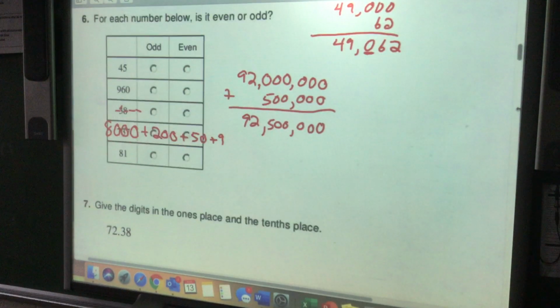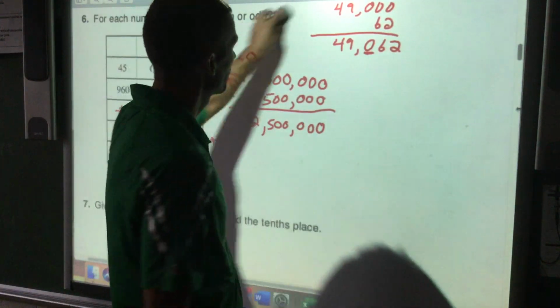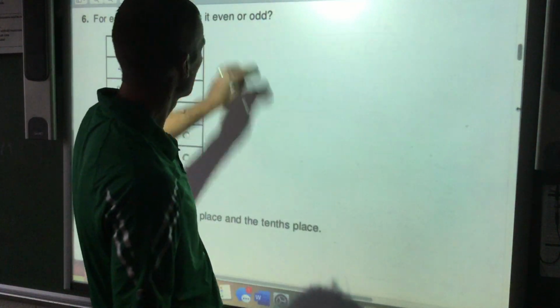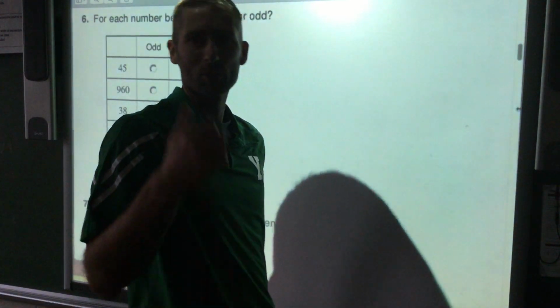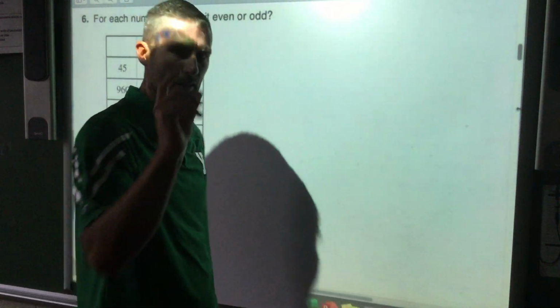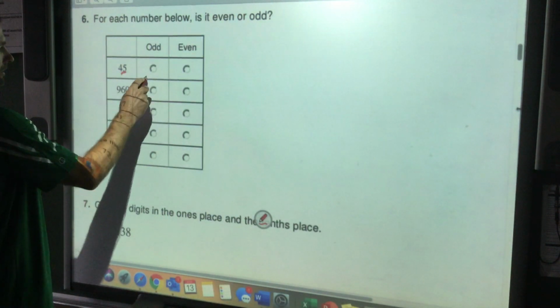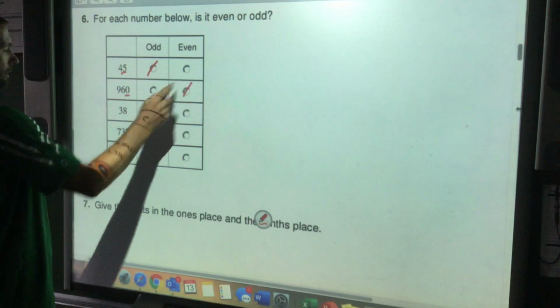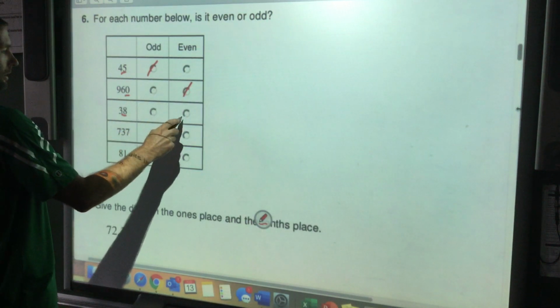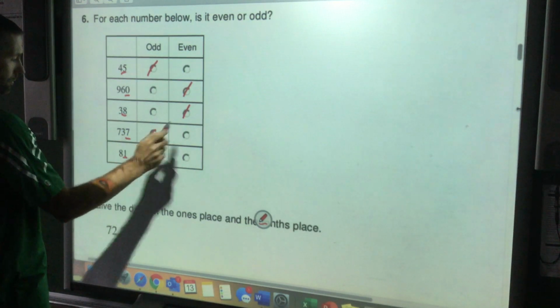Question 6. For each number below, write whether it is even or odd. To know even or odd, we only look at the ones place value. We don't have to worry about anything else for even or odd. So our odd numbers, 1, 3, 5, 7, 9, our even numbers, 2, 4, 6, 8, and numbers that end with a 0. Ends with a 5, that's odd. Ends with a 0, even. Ends with an 8, even. One's digit is a 7, odd. One's digit is a 1.